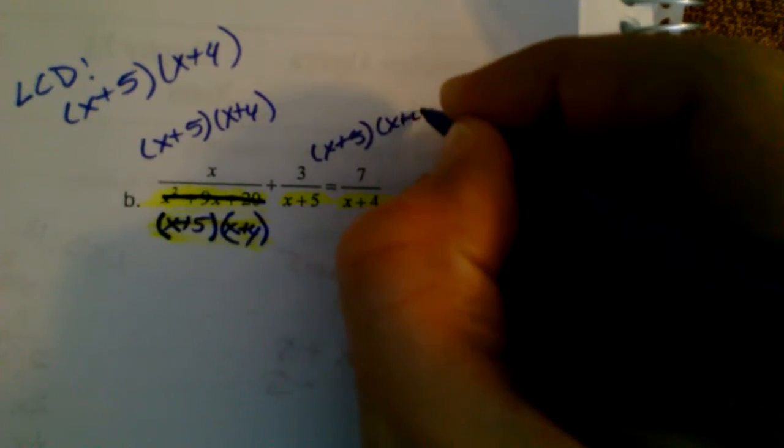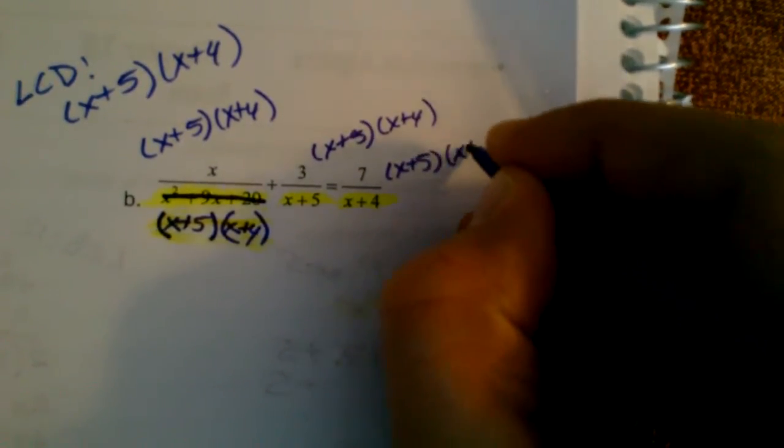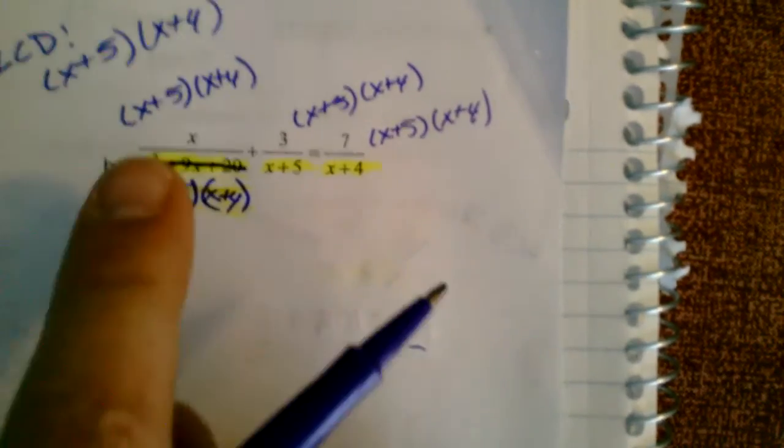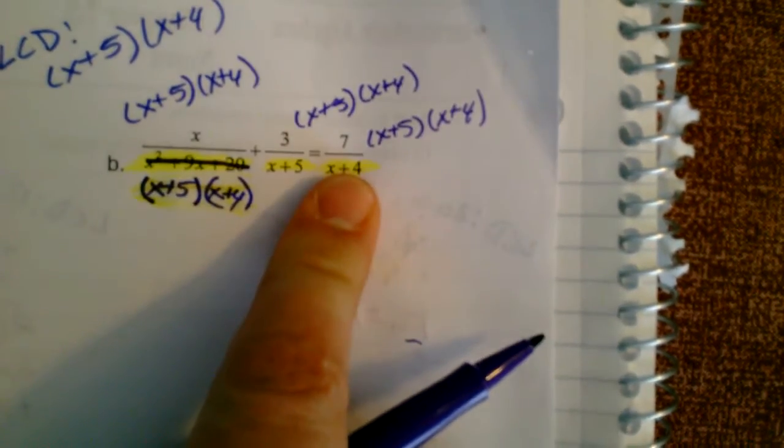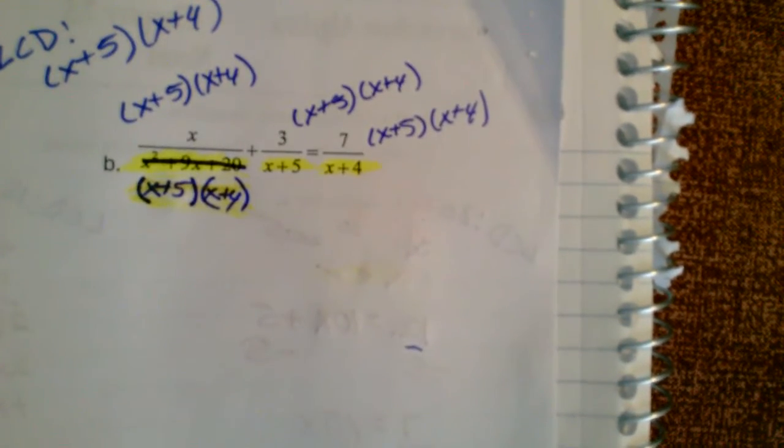So I know it's a lot of writing, but it's not too bad. Okay, so I've multiplied every single term by that LCD. Now I'm going to wave my fingers, doo-dee-doo-dee-doo, and everything is going to disappear that's highlighted.